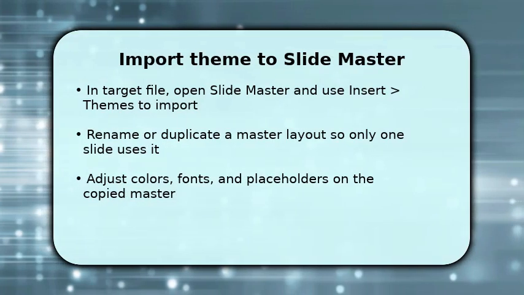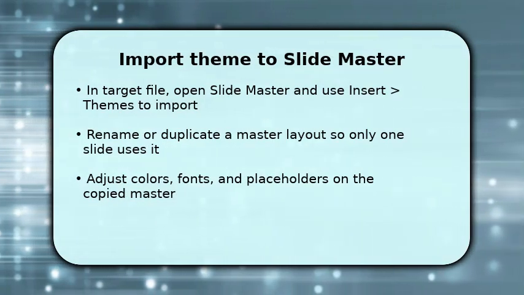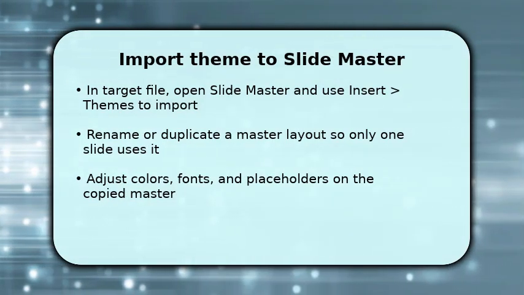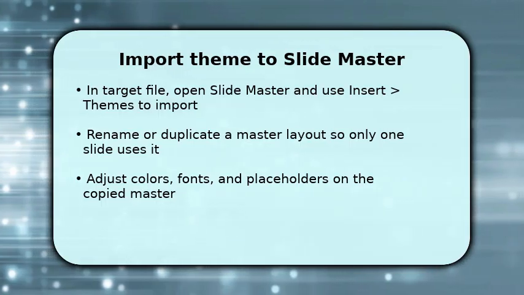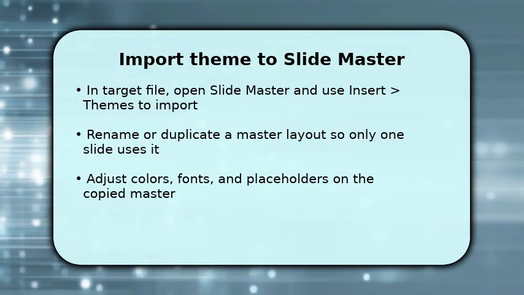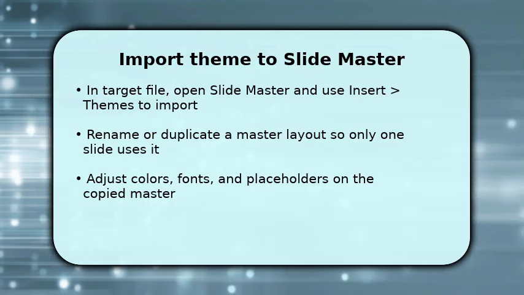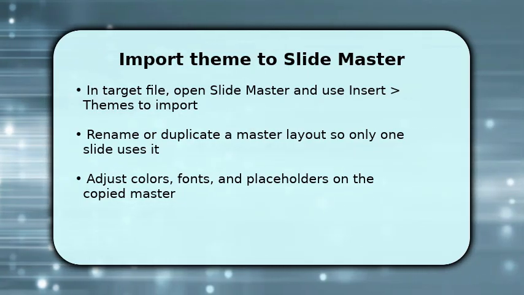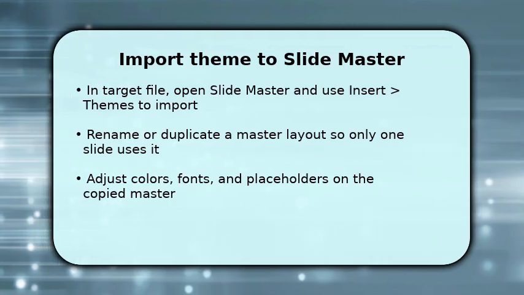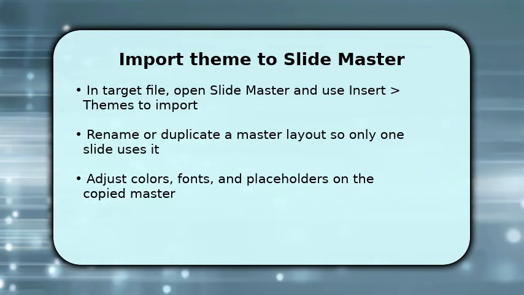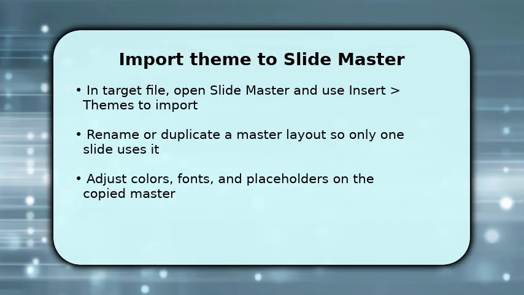You will import the theme into the target file's slide master. Go to Themes or browse for themes and load the source. Then duplicate an existing master layout and apply the imported theme to that duplicate so other slides remain untouched. Once duplicated, modify colors, fonts, and placeholder positions to match the new aesthetic.